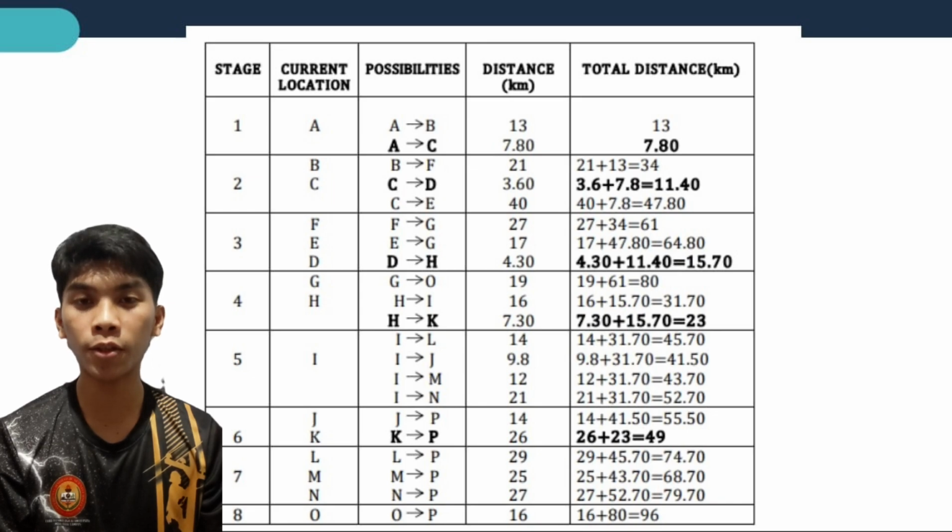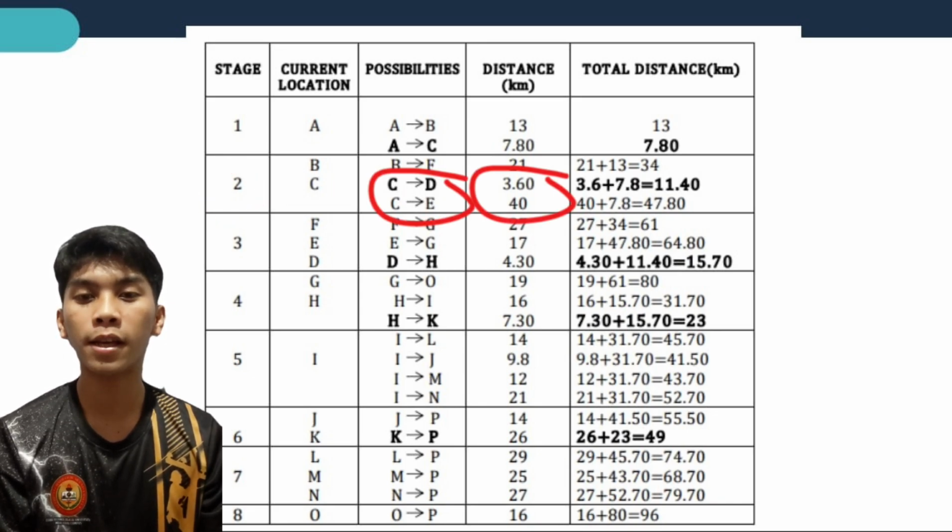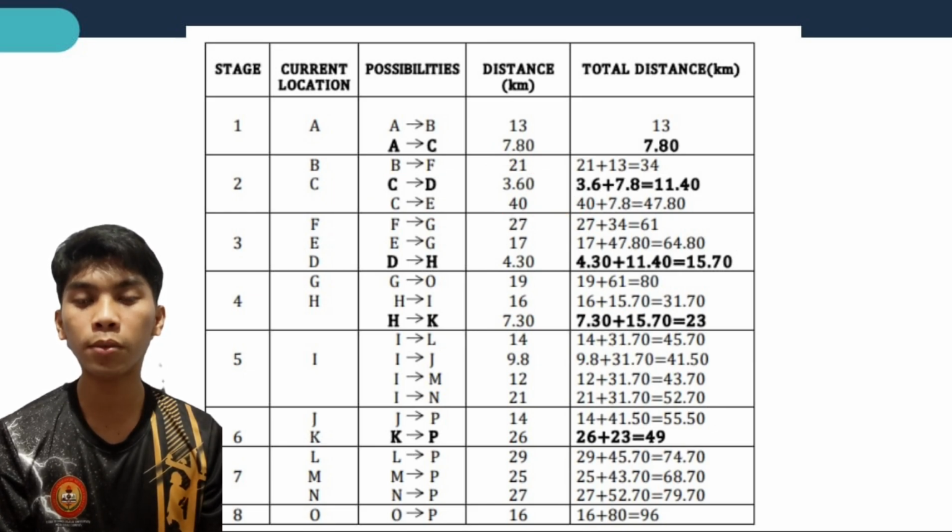Moving forward to stage 2, location C has 2 possible paths: C to D 3.60 kilometers and C to E 40 kilometers. The shorter route is C to D, leading to a total distance of 11.40 kilometers. Meanwhile, at the same stage, B to F 21 kilometers results in a total distance of 34 kilometers, which is significantly longer than the path through C.